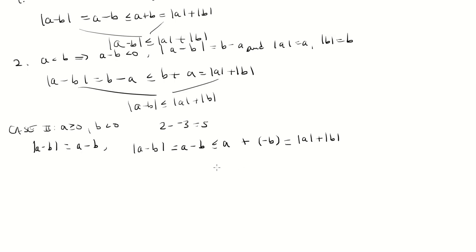And so that means that the absolute value of a minus b is less than or equal to the absolute value of a plus the absolute value of b.